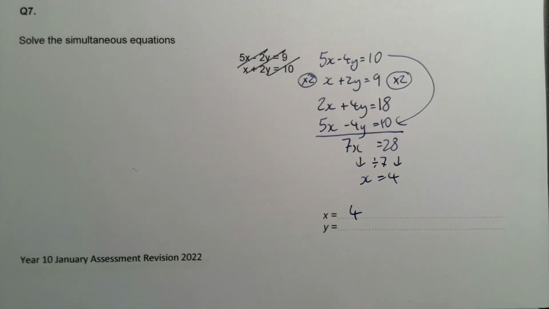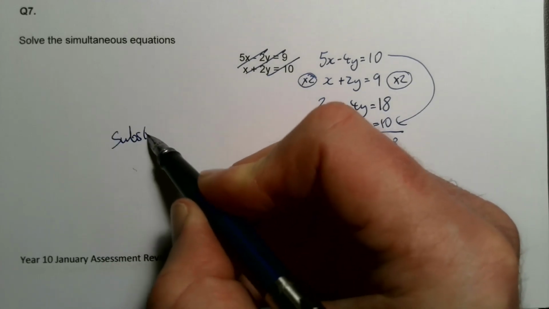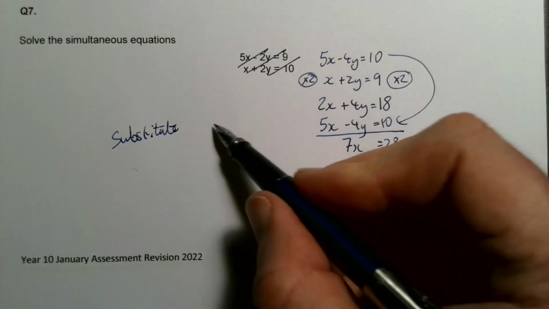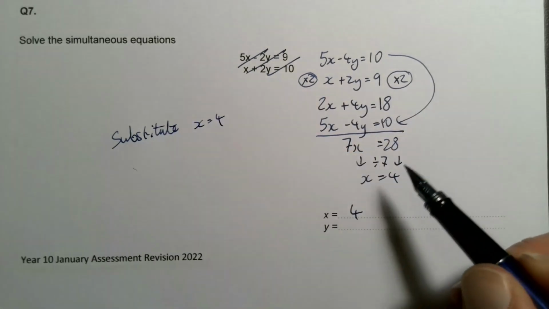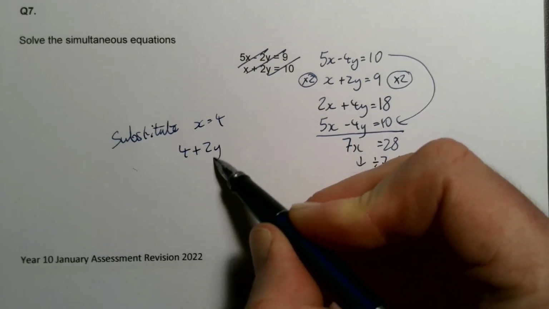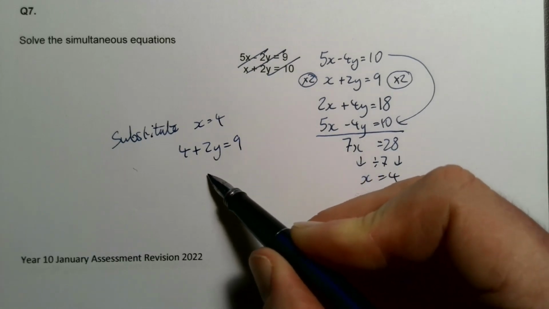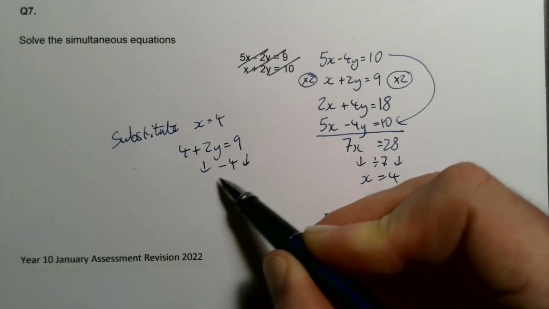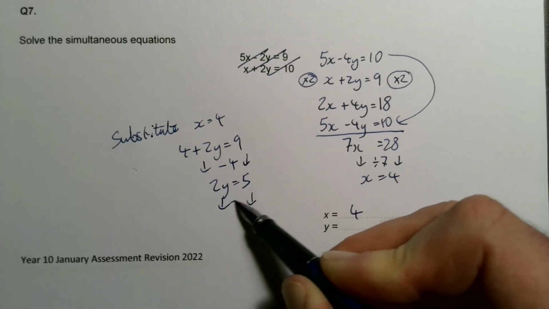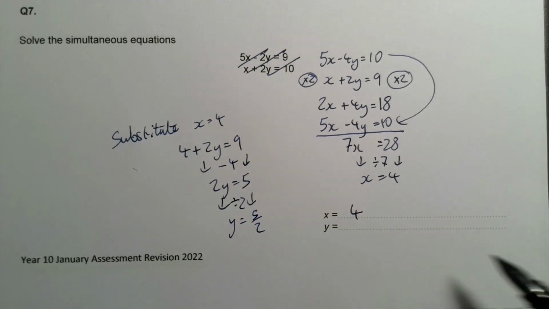So I've done the hard part now. All I've got to do is substitute back into the easiest equation. I reckon the easiest one is this one. And I'm going to substitute x equals 4. So instead of x, I'm going to write 4 plus 2y equals 9. Then I'm going to take 4 from both sides to give me 2y equals 5. Then I'm going to divide both sides by 2 to give me 5 over 2, or 2.5.